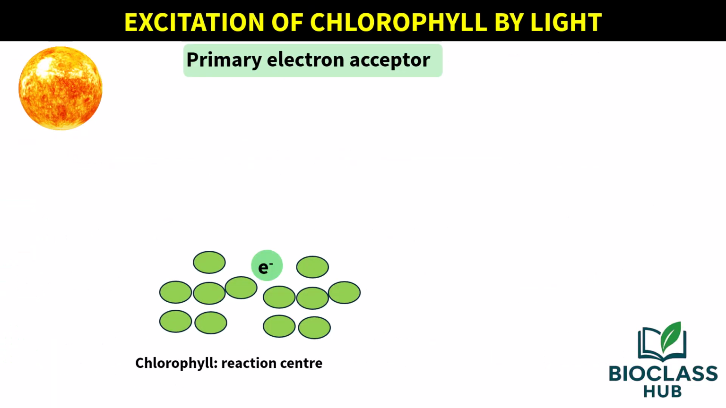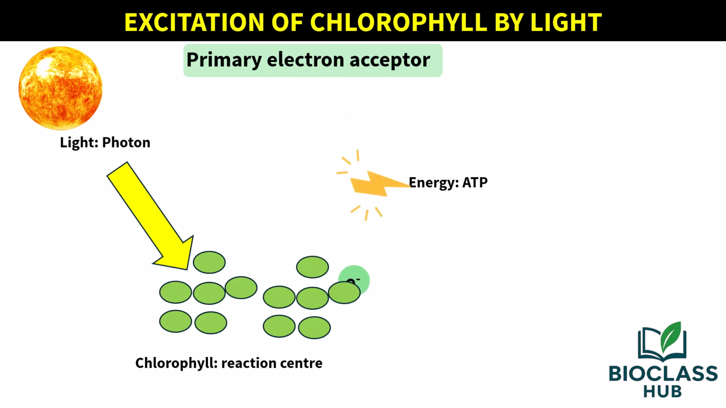Excitation of chlorophyll by light. When a chlorophyll molecule absorbs light, it becomes excited, meaning its electrons gain energy and move to a higher energy level. However, this excited state is unstable, and the molecule eventually returns to its lower energy state, releasing the absorbed energy. This energy can be transferred in two ways.